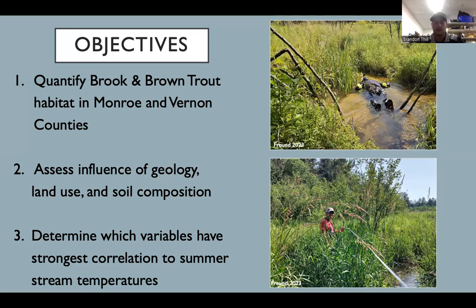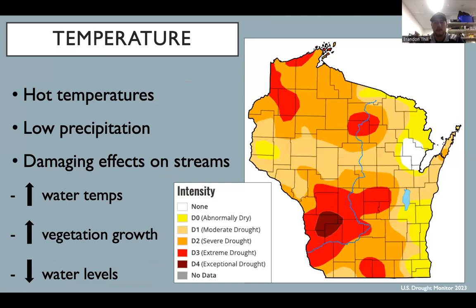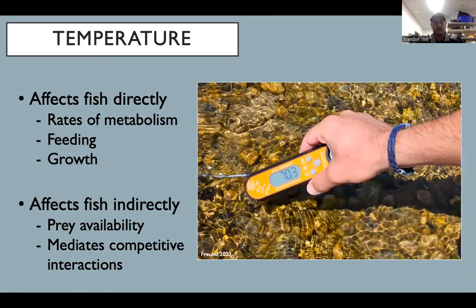So temperature is really big, as we've talked about, when it comes to brook trout, and well, all trout. And as we know, last summer was hot and it was dry. And this can have really damaging effects on the stream's health itself and the inhabitants within it. It can raise water temps, increase vegetation growth, and even lower water levels. And temperature affects fish both directly and indirectly by changing their rates of metabolism, affecting their willingness to feed and their overall ability to grow.